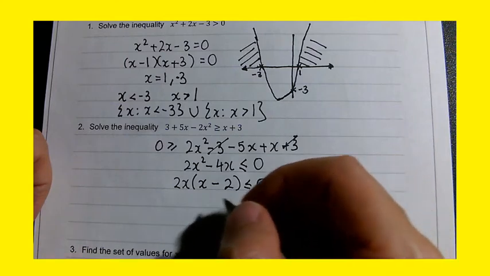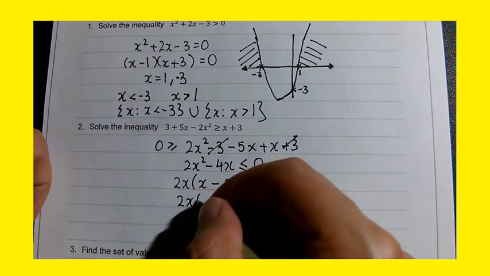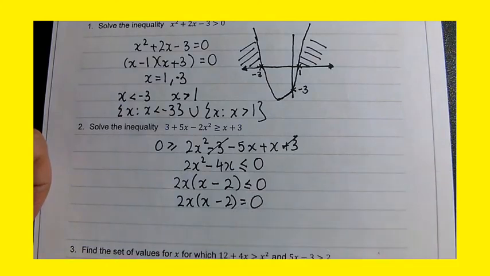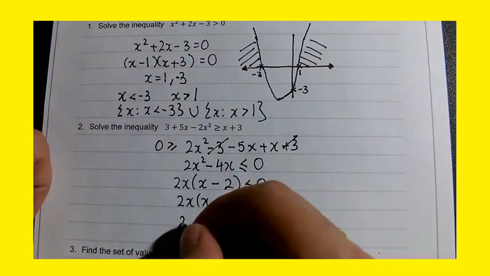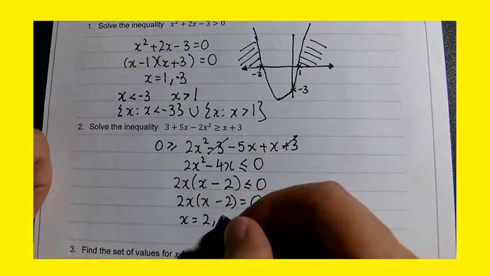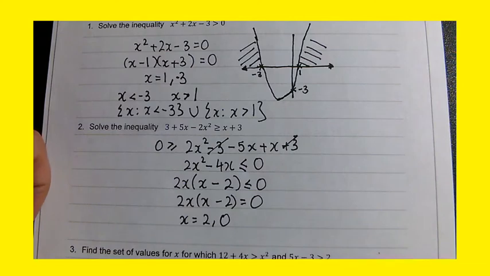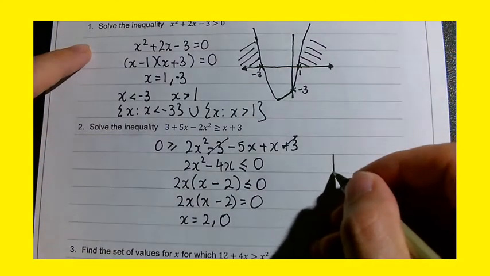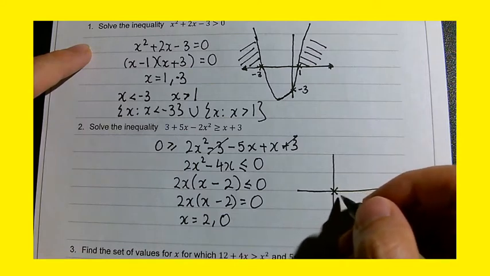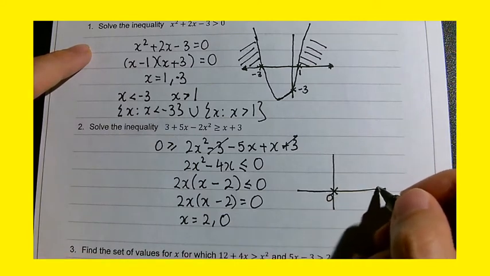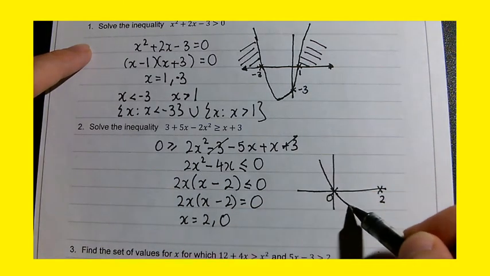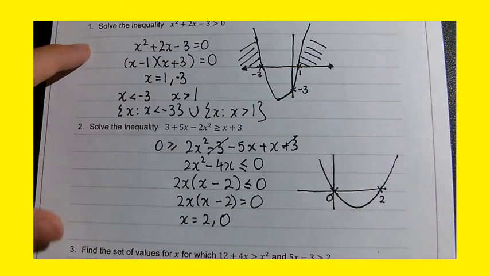Okay, I'm then going to replace the inequality with an equal sign. I'm going to solve, so I get x equals 2 or x equals 0. And when I sketch the graph, it's going to look something like this: 0 and 2, and it's a positive quadratic. It's going to look like that.